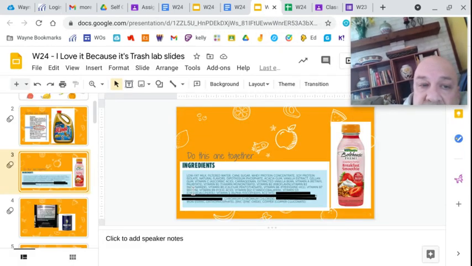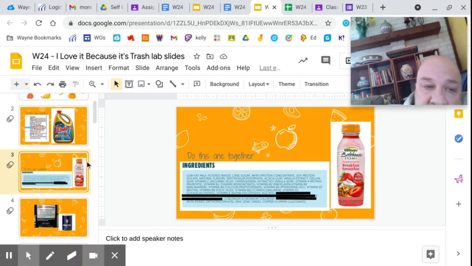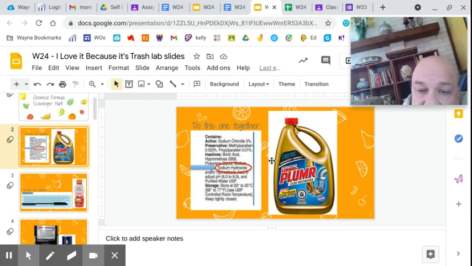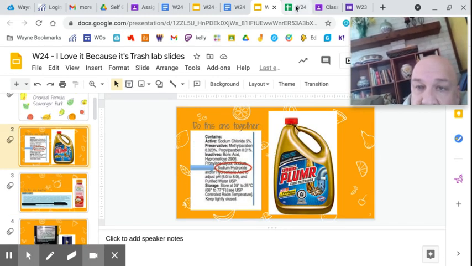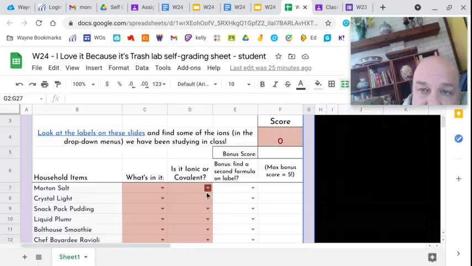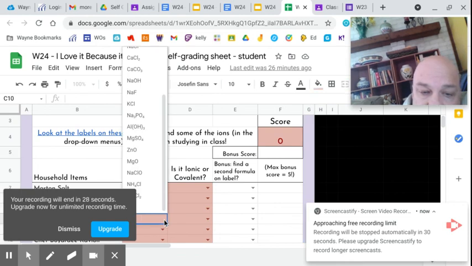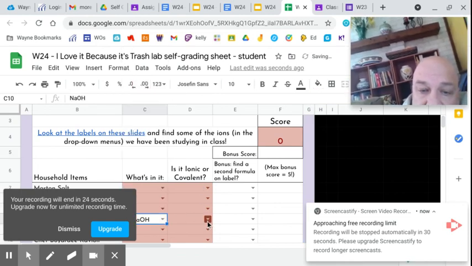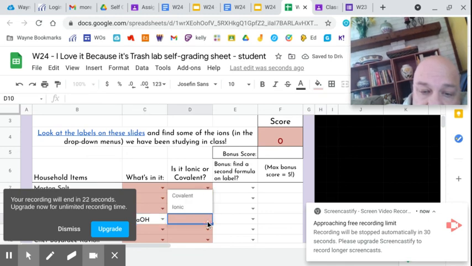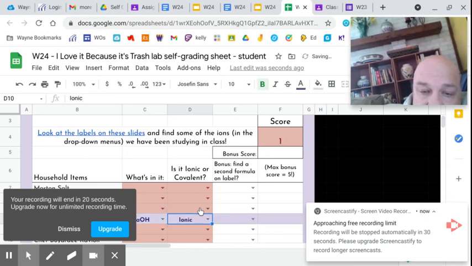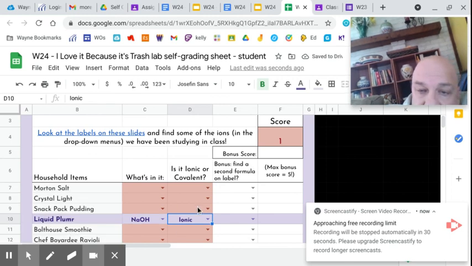There are slides here. This is the at-home assignment. I love it because it's trash. You're going to go through and you're going to look at these slides, and there's sodium hydroxide for liquid plumber. And you're going to find liquid plumber on the sheet. There's liquid plumber, and sodium hydroxide is that one. Sodium is a metal, so this is going to be ionic. All right, and when you're done, it's going to turn colors, and your score will go up.